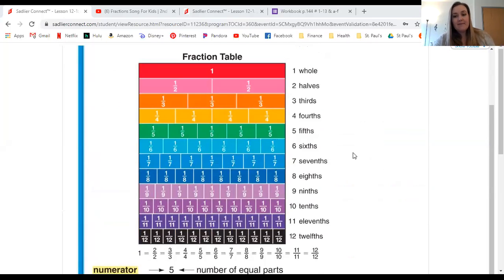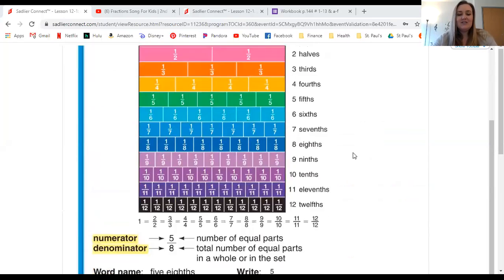It's kind of like sometimes when I talk about a whole note, it's 4 beats. So that means you would need 4 quarter notes to make one whole note. We use it in music too.